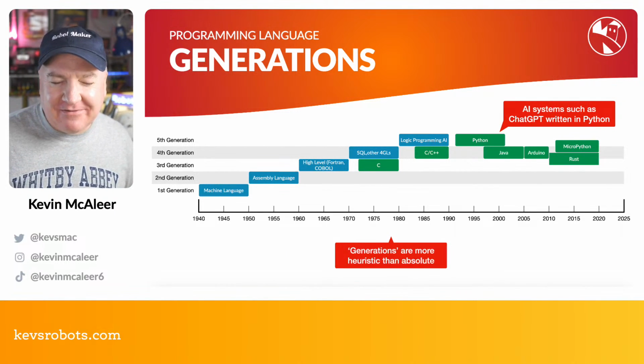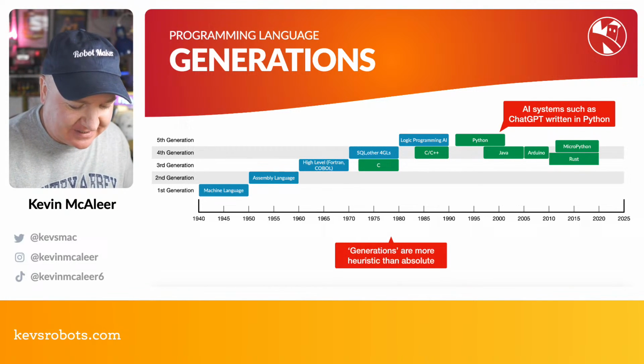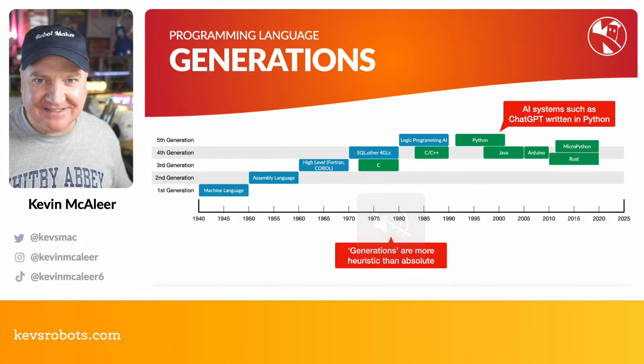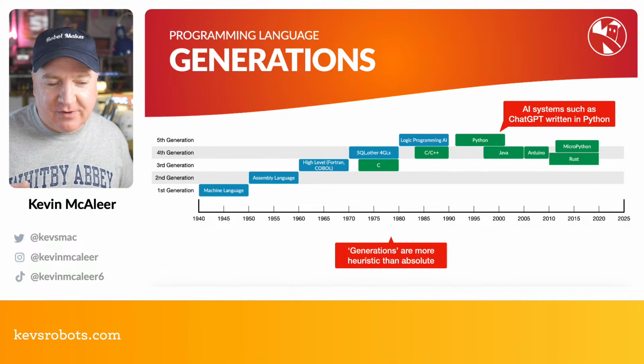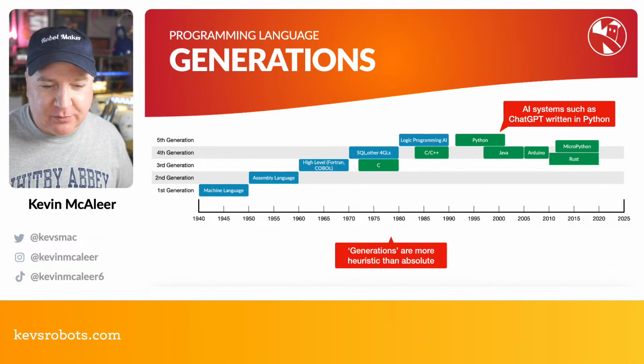So first of all, let's just have a quick talk about generations of languages. I've just pressed that mute button. I don't know how many times it hasn't taken. So, generations of programming languages. There are approximately 5 generations of programming languages.